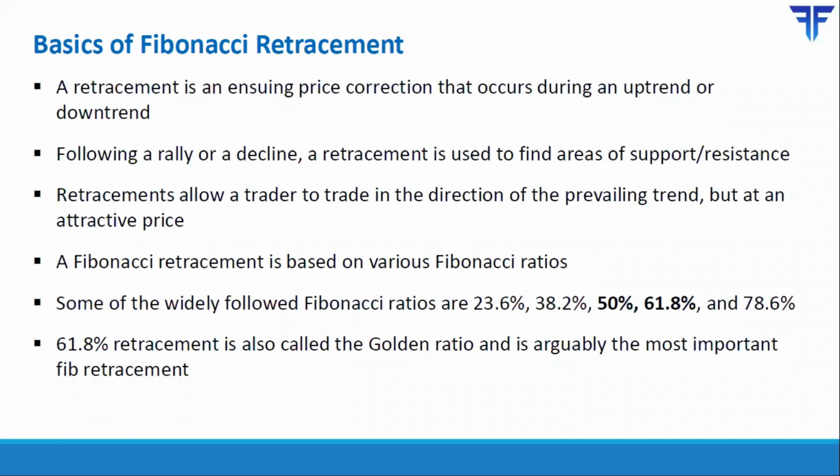On any charting platform, you will see various Fibonacci ratios, but the most widely followed are 23.6, 38.2, 50, 61.8, and 78.6. Even among these, 38.2, 50, and 61.8 are important. These are the three ratios that you should frequently be keeping an eye on. And even within this, 61.8% is the most important Fibonacci ratio.